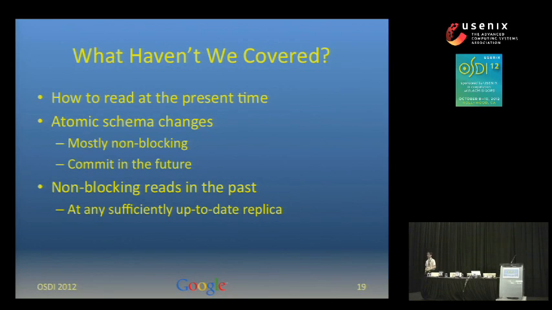We also support atomic schema changes across thousands of shards of a database table, even though the table might be sharded across data centers. Again, we depend on the fact that TrueTime provides us with an absolute clock. We play a trick where we commit a transaction at some future time, so we avoid blocking most ongoing reads and writes. And we also support non-blocking reads in the past for any sufficiently up-to-date replica. And we determine sufficient up-to-dateness by using TrueTime, of course.